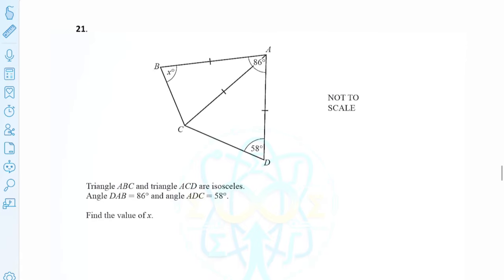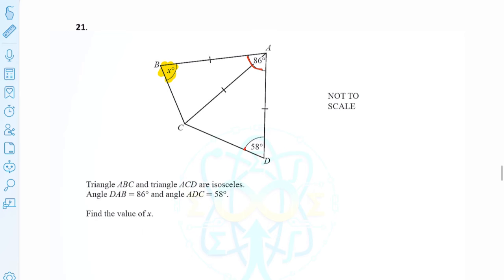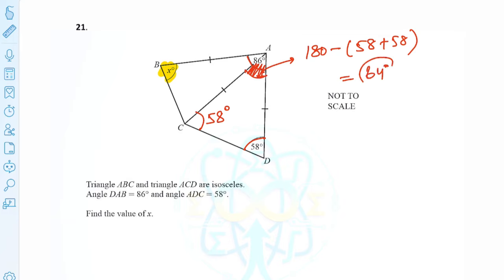Next question is given that triangle ABC, triangle ACD isosceles, angle DAB is 86, this one is given 86, and angle ADC is given 58 degrees. Now you tell me, the question is how to find the value of this angle x. Now if this is 58, this is also 58 because we know it is an isosceles triangle. So can you find the value of this angle? How to find this? So 180 minus (58 plus 58). If I do this, I hope you are getting 64 degrees.